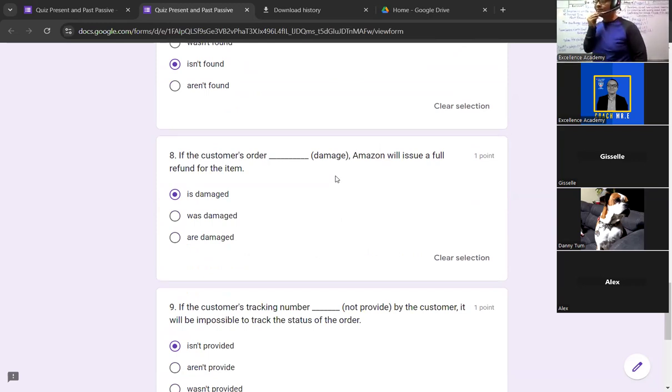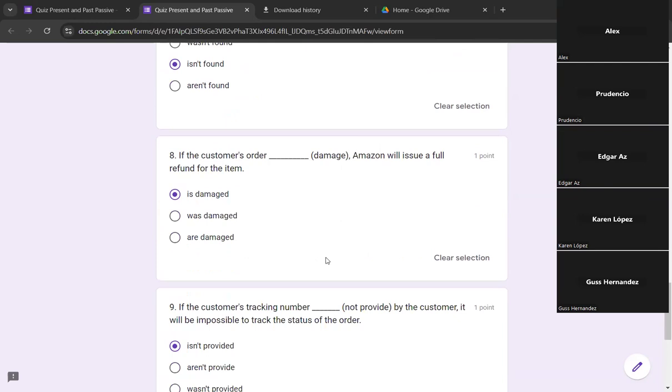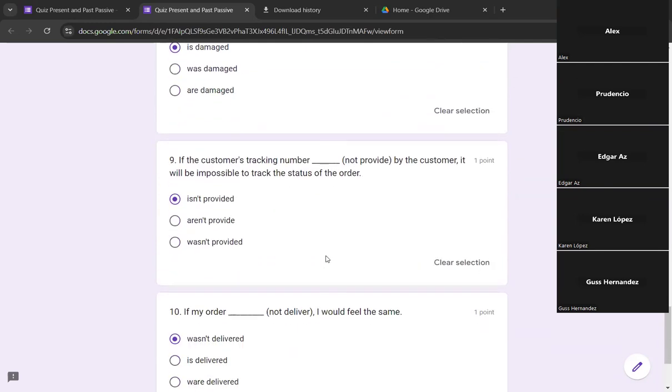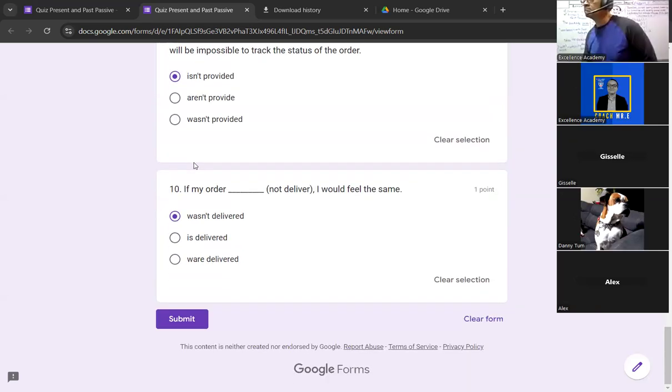8. If the customer order is damaged, Amazon will issue a full refund for the item. Great. 9. If the customer tracking number isn't provided by the customer, it will be impossible to track the status of the order. Nice. If my order wasn't delivered, I will feel the same. Good job. Excellent, Danny. Thank you. Thank you so much. You sound great.